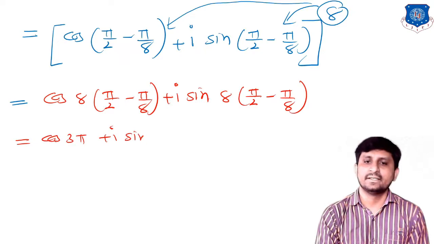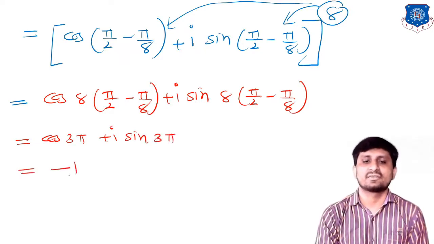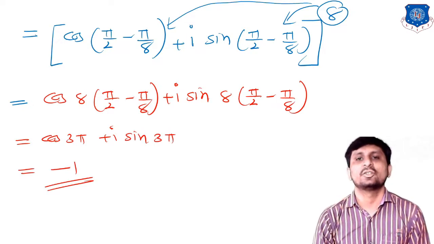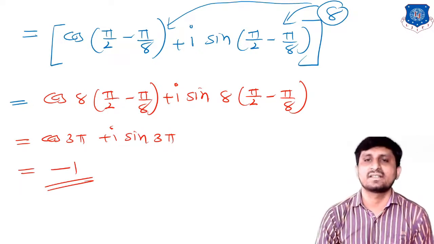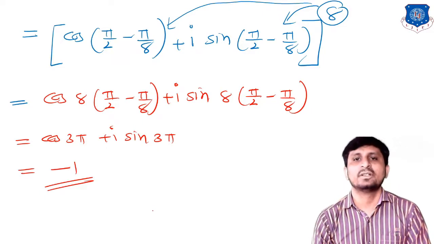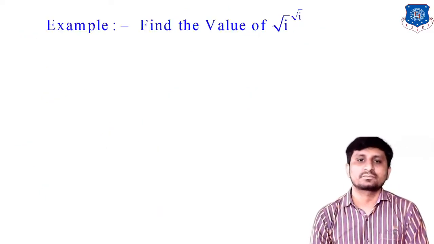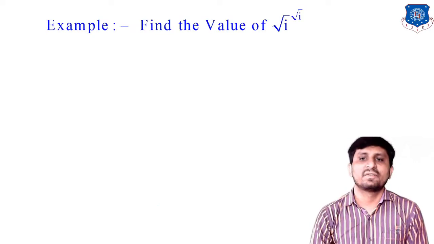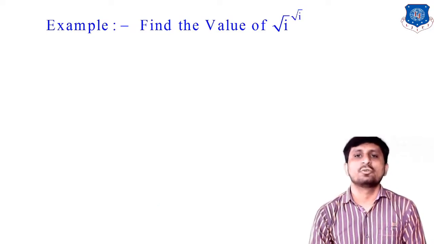plus i sin 3 pi, and we know that the value of cos 3 pi is minus 1, the value of sin 3 pi is 0. So this is our final answer for this example. Okay, let's solve one more example for de Moivre's theorem. Find the value of root i raised to root i.